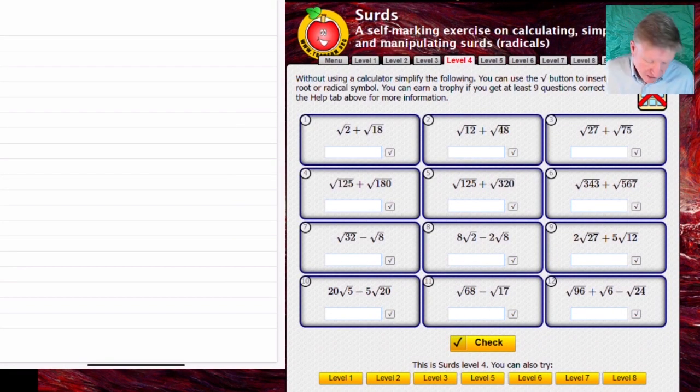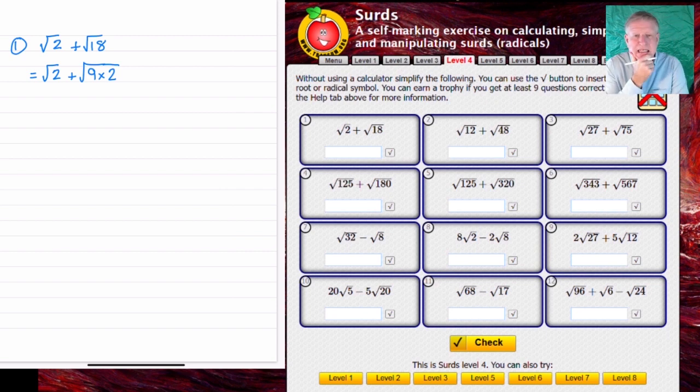Right, level 4, question 1, and the question is, what is the square root of 2 plus the square root of 18? Oh, it's plus this time. Right, well, I can't combine those in the same way as I did when I multiplied. So let's see if I can write down root 18 in a different way. So we've got the root 2 plus root, and I think 9 times 2 is going to be the best way to write the 18 down.